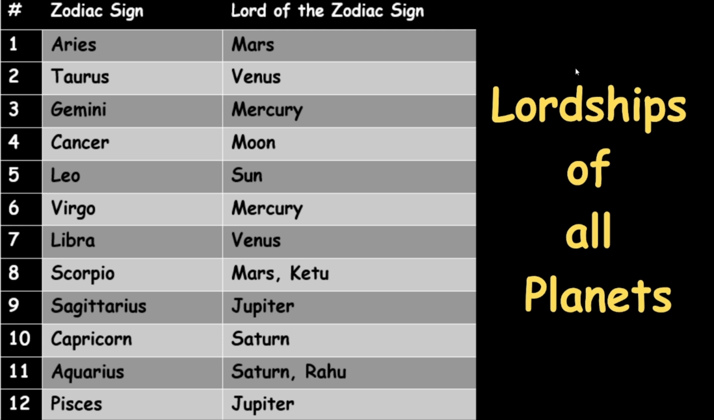Now, look at this table to see which planet is the Lord of which zodiac sign. If you see this table, Mars is the Lord of two zodiac signs, which are Aries and Scorpio. Venus is the lord of two zodiac signs, Taurus and Libra. In this way, each planet has a department to handle, either one or two zodiac signs.